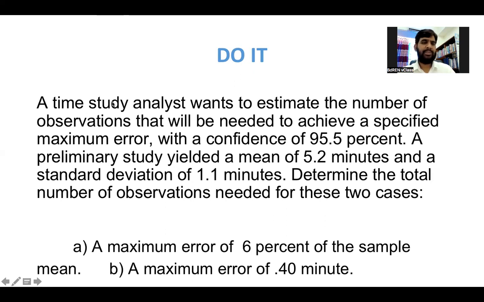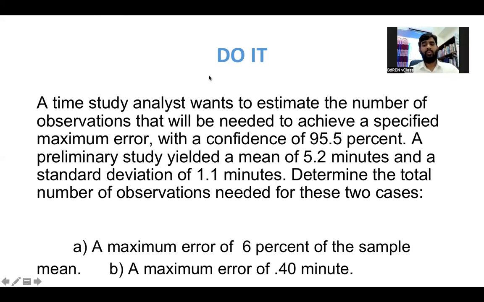Time study analysis wants to estimate the number of observations that will be needed to achieve a specific maximum error with a confidence of 95.5%. Number of observations, N: how many times will you observe? It cannot be less than 1. How many times will you observe that employee? Maximum error, so we round it up to 1.